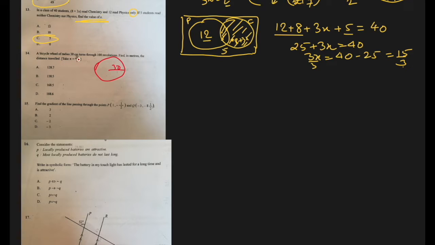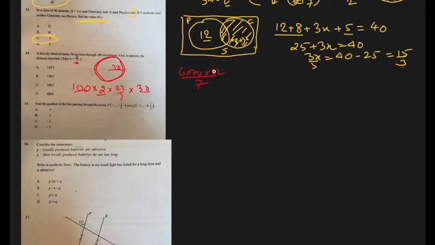Find in meters the distance traveled. So in one revolution, one circumference will be traveled, right? And in 100 revolutions, 100 circumferences will be traveled. So the distance traveled will be 100 times the circumference, which is 2 pi r. They've given the pi value here, and r is 30. 100 times 2 will be 200, then 6,000, and 6,000 times 22 over 7.